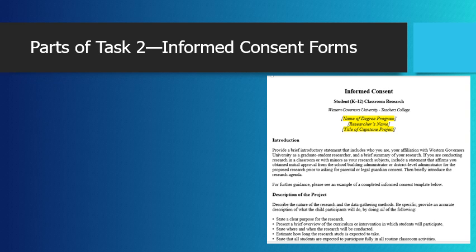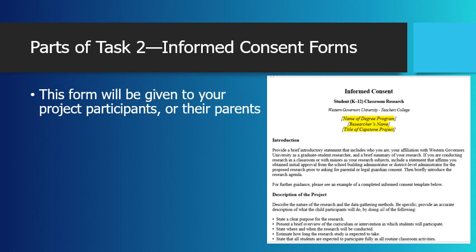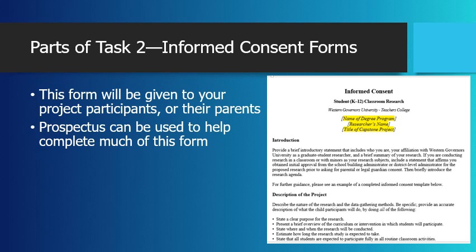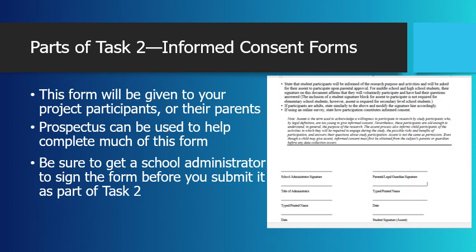The other item is the informed consent form. There are 2 versions of this form depending on your research participants. This form will be given to the participants or their parents if your participants are children under 18 years old. Once again, the prospectus will be used to help complete information on this form. Be sure to get a school administrator to sign this form before you submit it for Task 2.